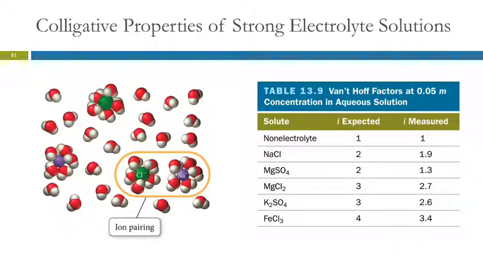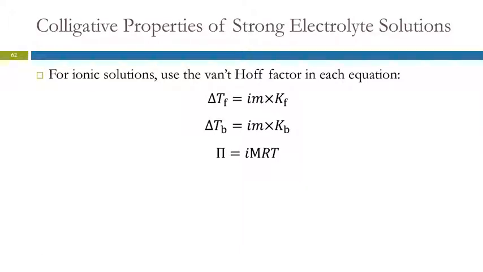So the correction is, for an electrolyte, you take the Van 't Hoff factor and you multiply it by the osmotic pressure, the freezing point depression, or boiling point elevation. So same equations, but you just throw an i in front of them.